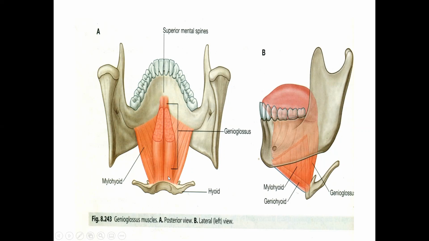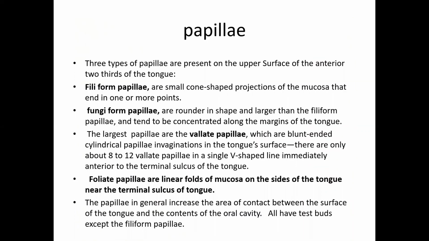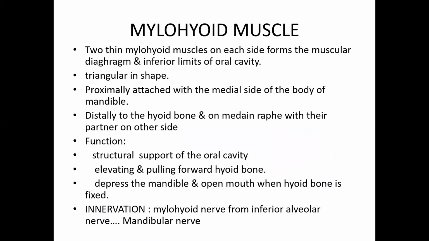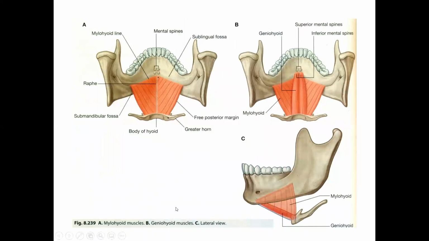While the geniohyoid muscle, I will show you the geniohyoid muscle. This is the geniohyoid muscle. You can see it takes origin from the inferior mental spine above the mylohyoid muscle, and it is inserted on the body of the hyoid bone. Mylohyoid and the geniohyoid make the floor of the oral cavity. So these are the muscles of the suprahyoid group.